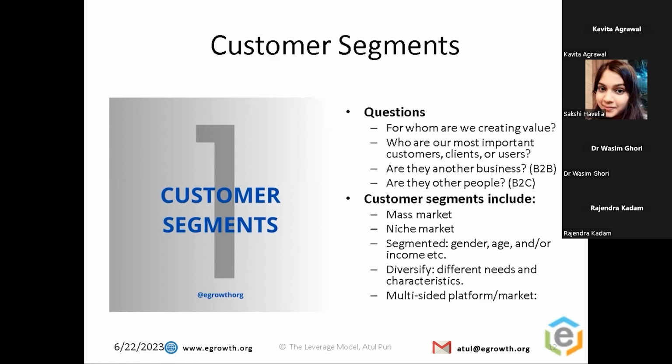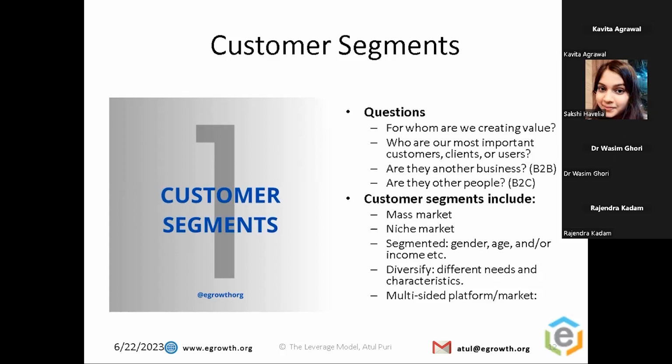The next question is, are they another business? In the sense, are these B2B, business to business transactions, or are these other consumers, or B2C, business to consumer relationships? It's very important that we answer this. And we may have multiple segments whom we are servicing.